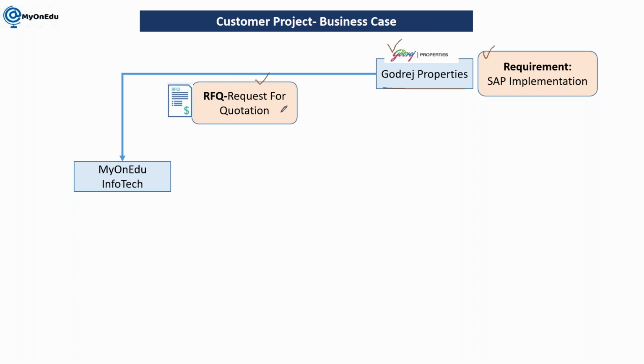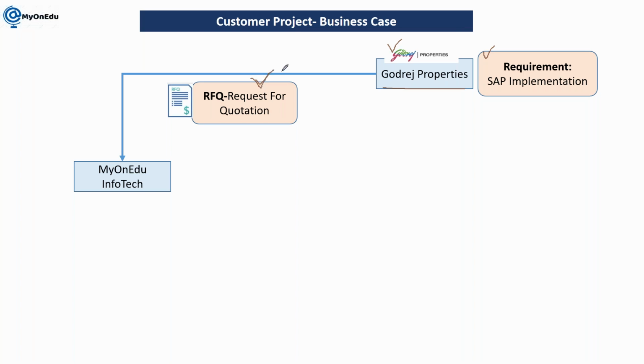They will send an RFQ, request for quotation. In some cases this will be an RFP also, request for proposals. Request for quotations means they already know this is their requirement. If they are firm that they are going to implement SAP, they will submit the RFQ, request for quotation.